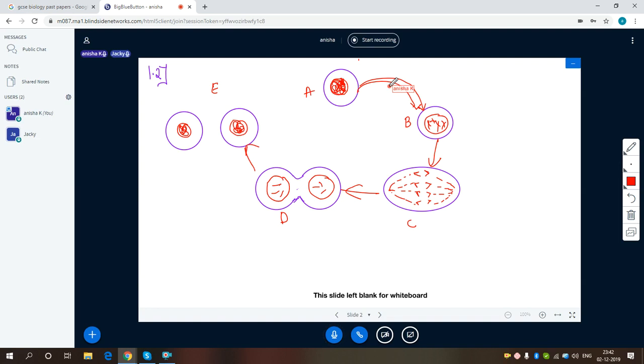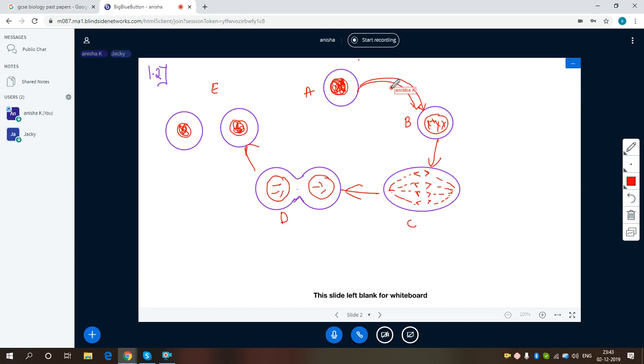Is this part clear? Or do you want me to explain how mitosis works? Do you want me to explain mitosis to you? Oh no, it's fine. Yeah.